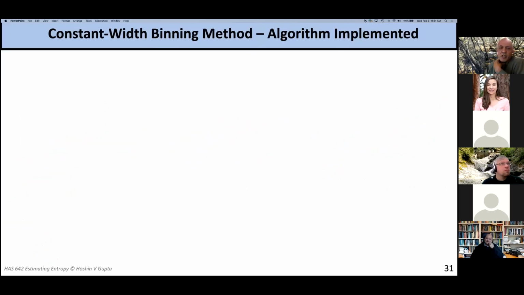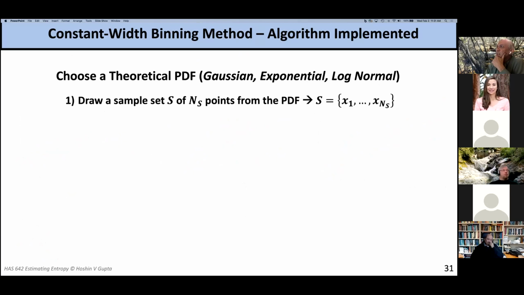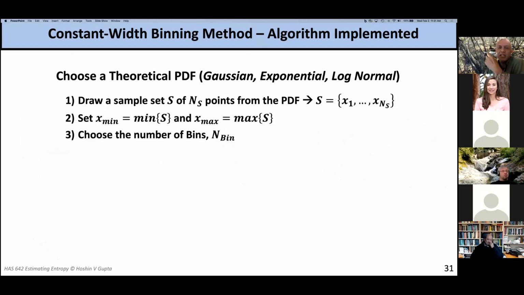Okay, so we implemented the constant bin width algorithm. We chose a theoretical PDF, drew a sample set, and took the minimum and maximum values, xmin and xmax, to be the smallest and largest values in the sample. We know that's an underestimate.